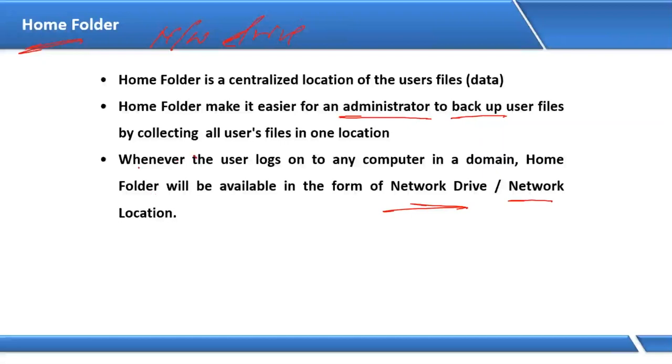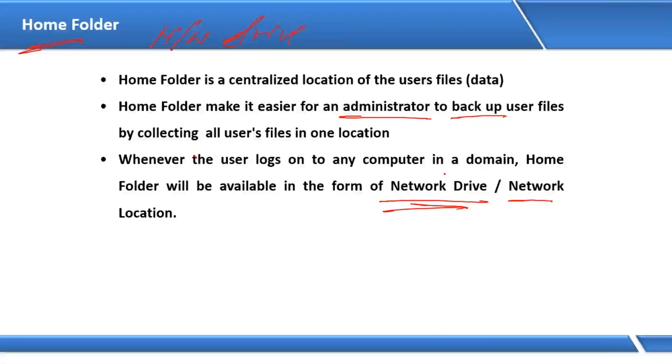And the next is what here? Whenever the user logs on to any computer in the domain in our network, the home folder network drive is available in the form of a network drive, and the user can access it from anywhere. And whenever we give this drive to a specific user, only that user can access, other users cannot access. And this home folder network drive I can give to roaming profile users also. I can give to the local profile user also.